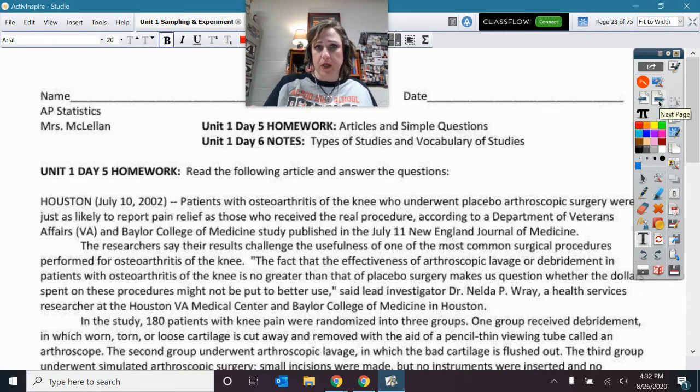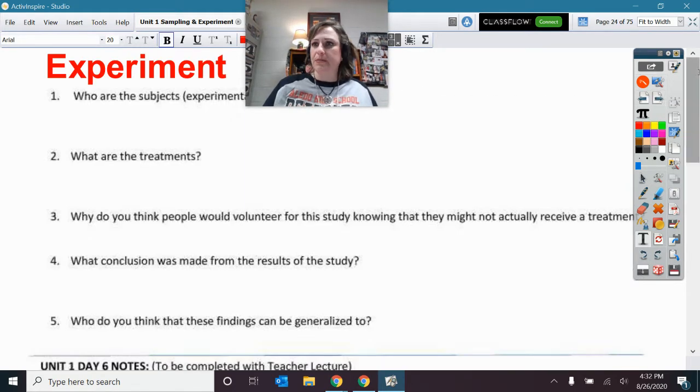So here's the first one, which was the article that had to do with the surgery for the osteoarthritis, laparoscopic surgery for the knee. Okay, and dealing with that pain. And so they ended up doing a placebo surgery, which is really interesting. Now, let's go to the next page and talk about some of those things.